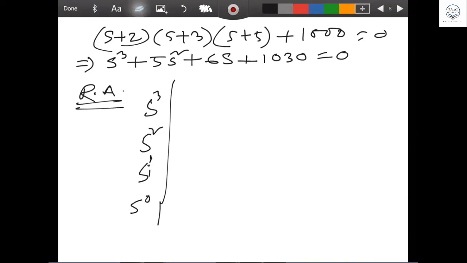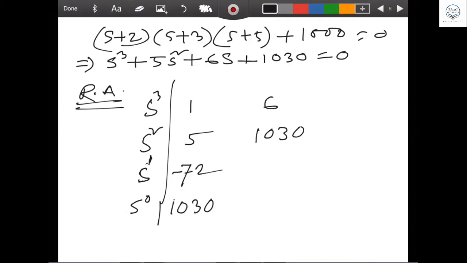Now what is the first column? Can you tell me the first row? 1, 6. Then the second row? 5, 1030. Good. Then what is the next one? Minus 72. Then 0. Then 1030, 0.